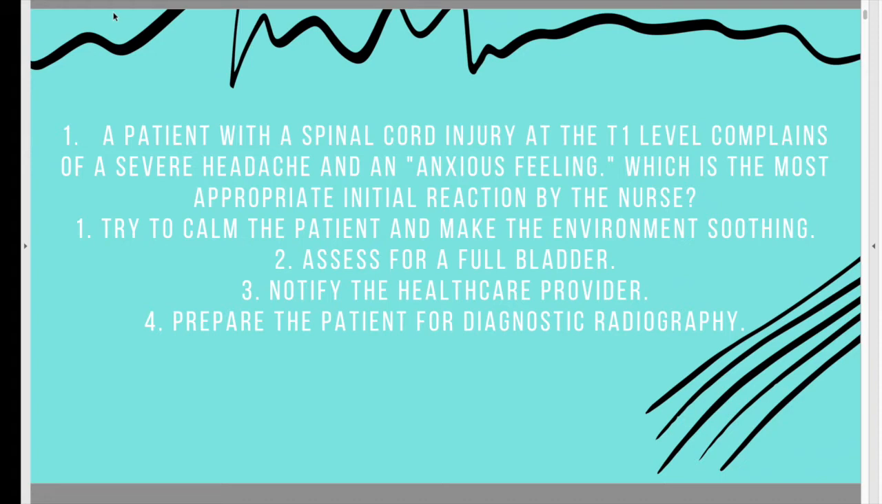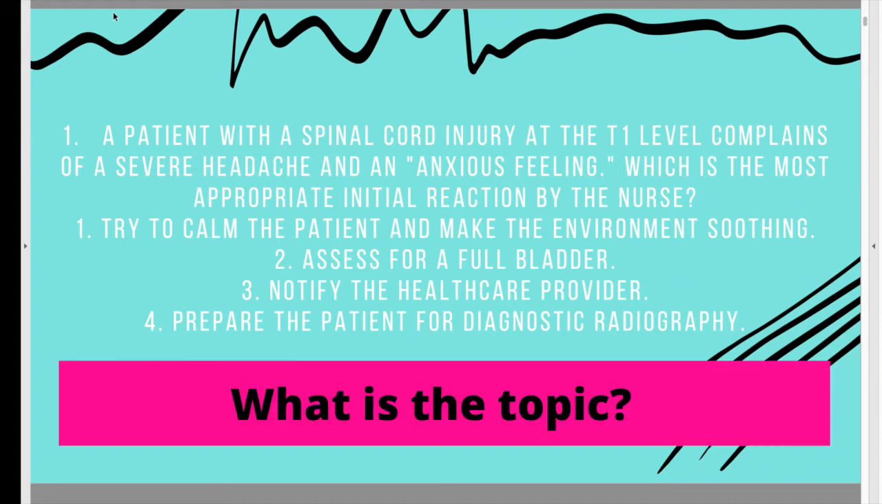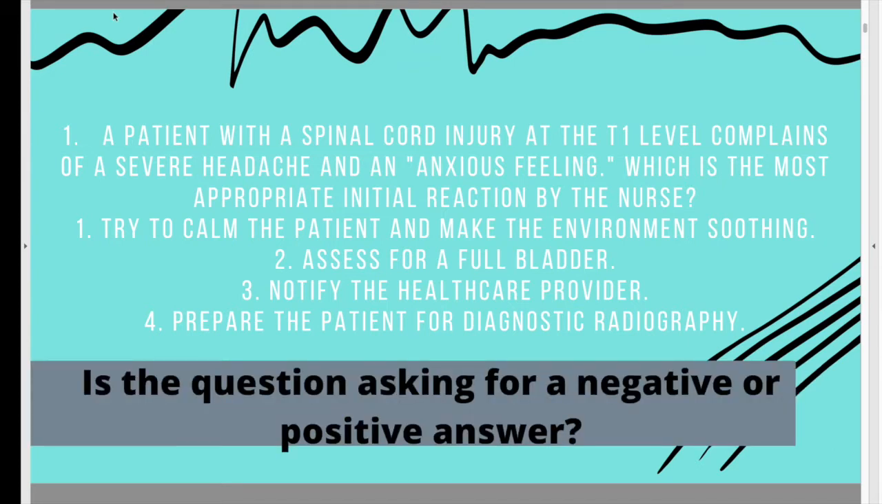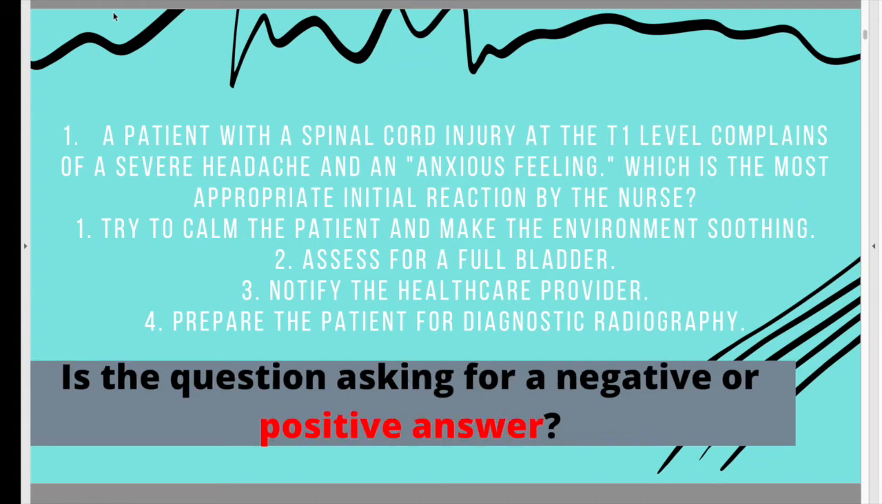With each question, what I'm doing is I first ask myself, what is the topic all about? The topic is all about spinal cord injury. It is at the T1 level, which means anything below that is a problem already. The next question to myself is, is the question asking for a negative or positive answer? Then I will go back to the question, which is the most appropriate initial reaction. So the most appropriate initial reaction means looking for a positive answer.